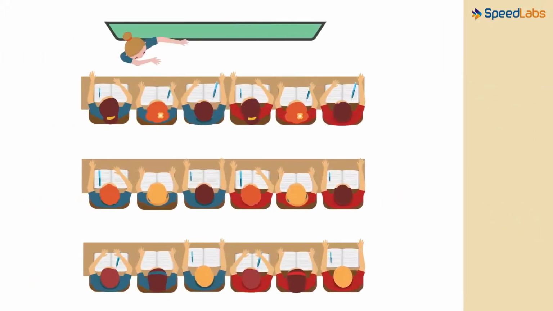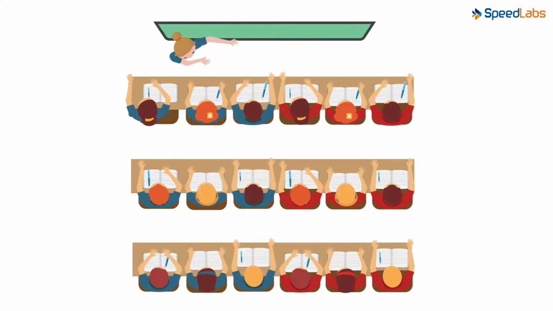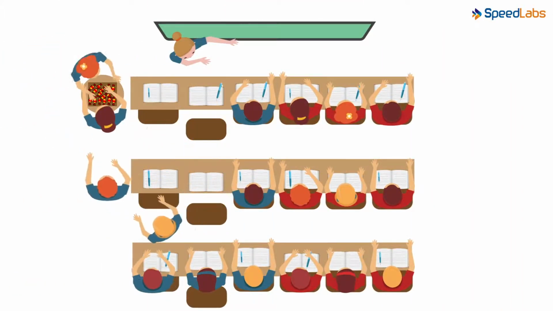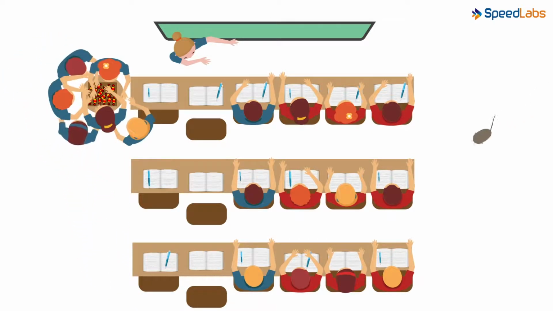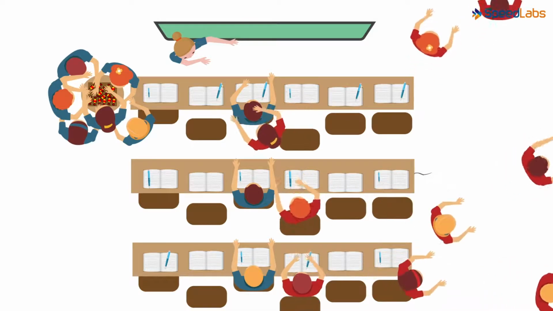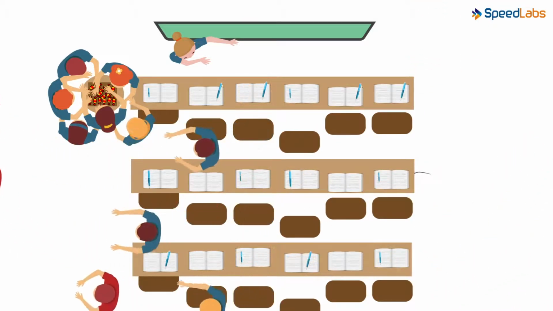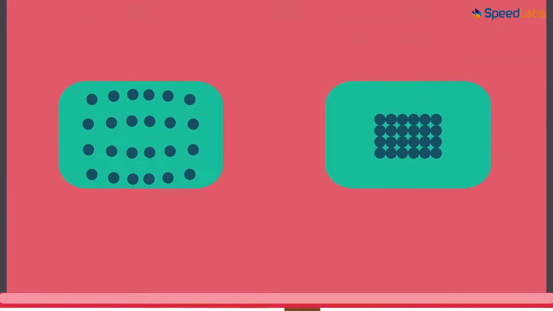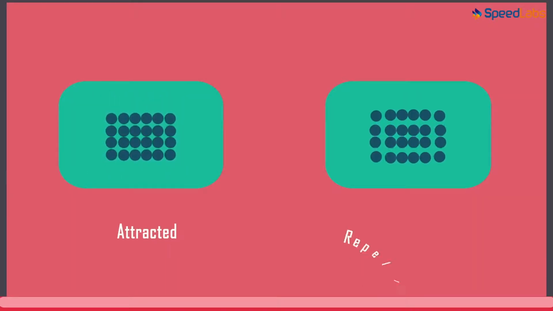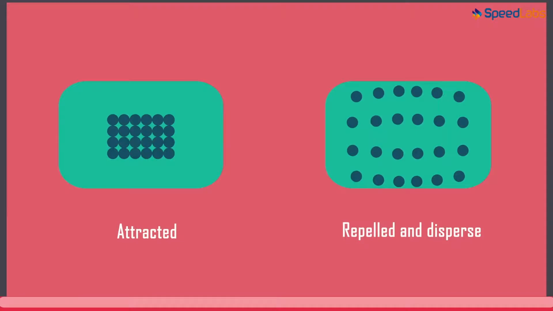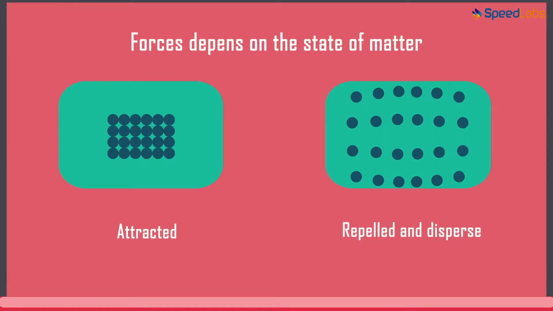Let us look at our students again. If one student spots a box of chocolates, won't they all crowd around it? And what if one spots a rat under a desk? They will all disperse and maybe even run out of the classroom. Well, particles of matter also get attracted to some other particles, while at times they are repelled and disperse. These forces actually decide the state, or the resultant shape, of the matter.